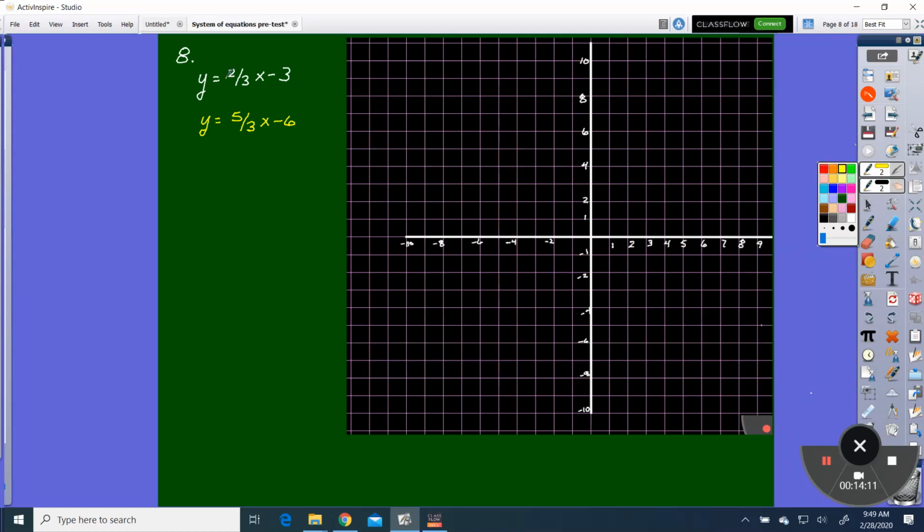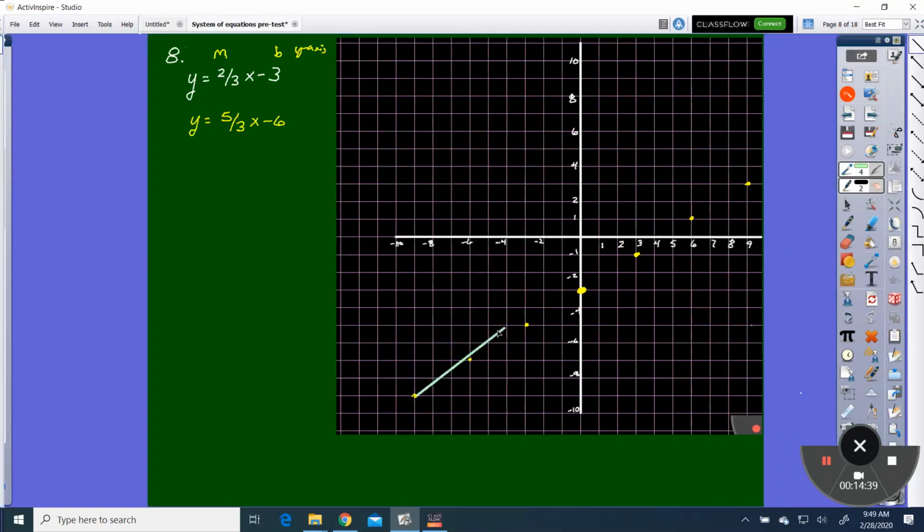So I'm going to start with graphing these. Remember, this is the b, which is where it crosses the y-axis. So I come down to negative 3, and I put a dot there. This is the m, which is the slope, so it's the rise over the run. So I go up 2 over 3, up 2 over 3, up 2 over 3. I could keep going this way forever and ever. Okay, so now I grab my straight edge and I connect the dots.